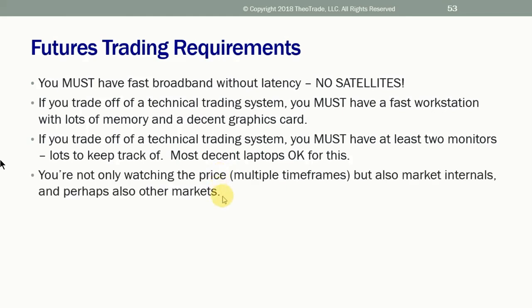So you're not only watching the price, you're watching multiple time frames, but also market internals, perhaps other markets, maybe you're watching other strategies. There's a lot going on. You need the real estate.